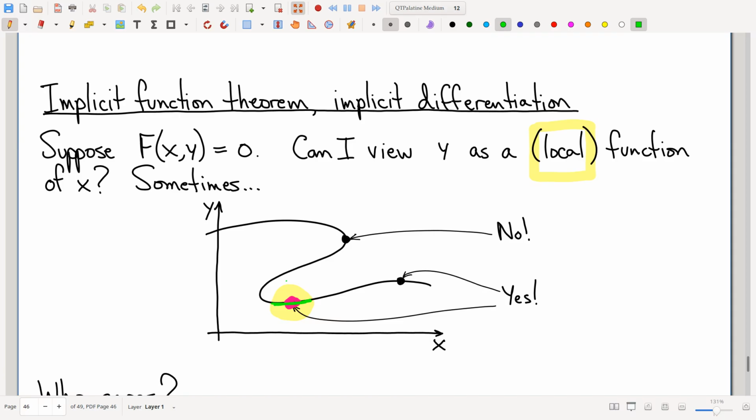And that passes the vertical line test. Because again, we have no responsibilities at all for any of the rest of the curve like that. So the answer, locally can y be viewed as a function of x? Here the answer is yes.